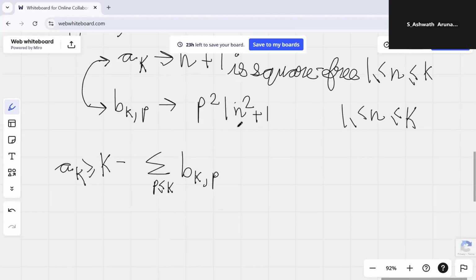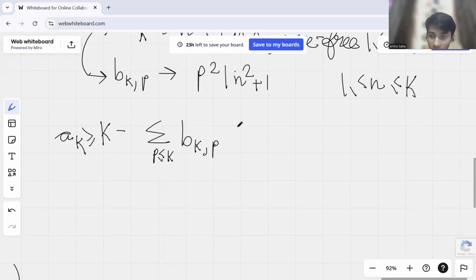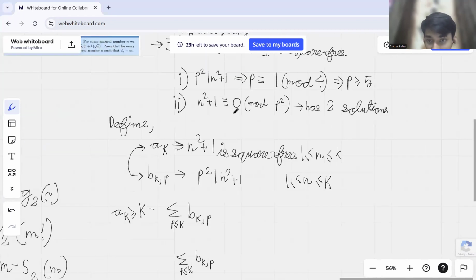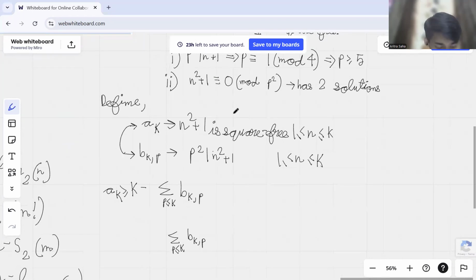So we're trying to show that K minus that summation thing is not bounded, right? Okay, so try to show something with this summation, P less than or equal to K, BK comma P. Try to bound it, using the fact that n square plus 1 has two solutions for prime. So can we bound this thing somehow?